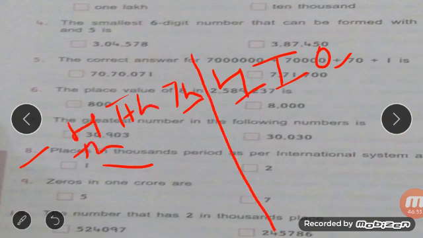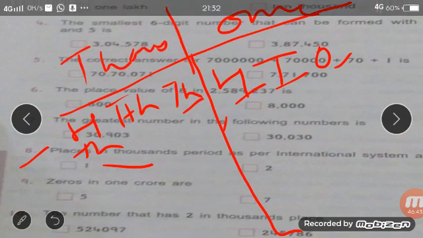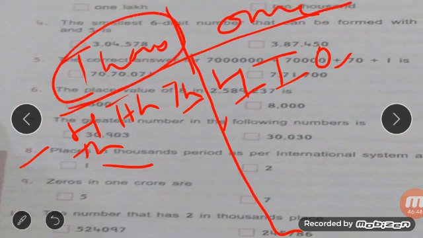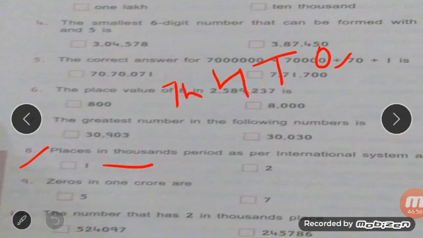As per the international system, the periods are divided in 3. This is the ones period and this is the thousands period. So it is asked places in thousands period. This is the thousands period, no children? So how many places are there? 3 are there. So your correct answer is 3. Where is 3 here? I will show you. Question number 8. Wait.